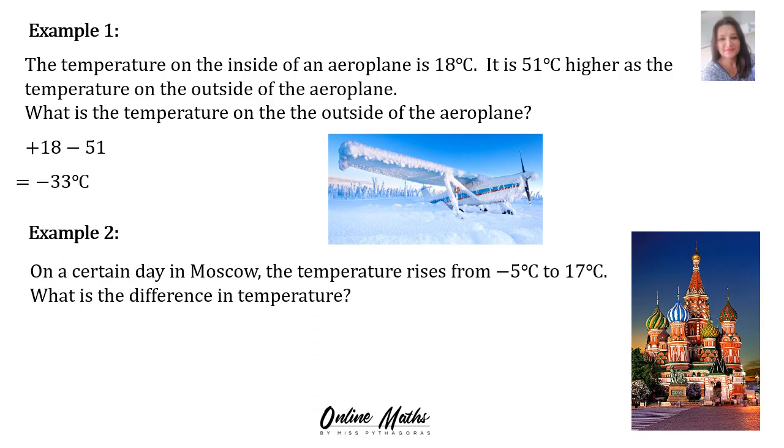Example 2. On a certain day in Moscow, the temperature rises from -5 degrees Celsius to 17 degrees Celsius. What is the difference in temperature? So what you do is you say it's -5 plus 17, which is equal to -12 degrees Celsius.